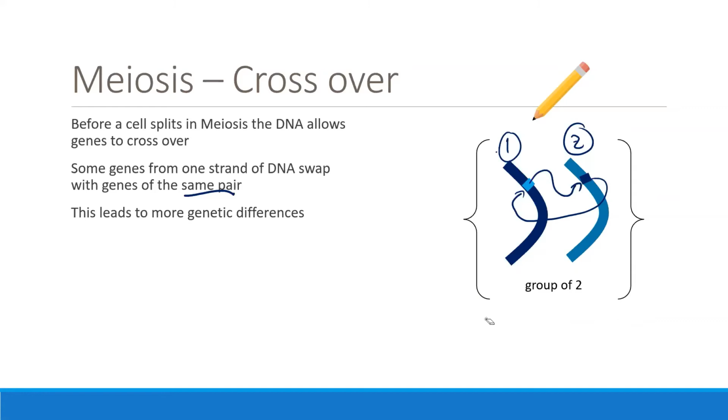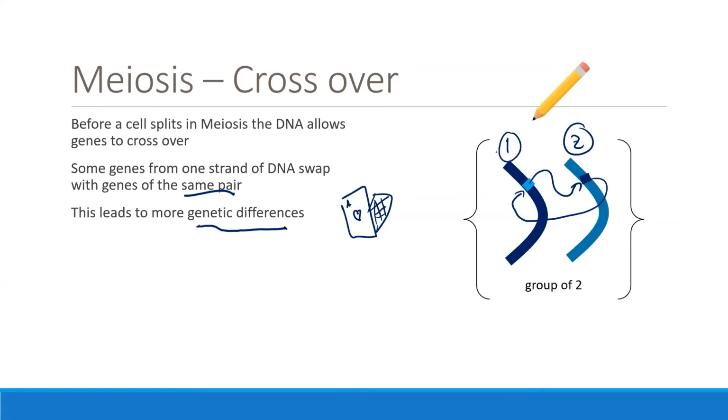It's like you would take your deck of cards and do a little bit of a shuffle at the start. Not a big shuffle, a little bit of a shuffle. You're taking half the deck of cards and shuffling them up with the other half. So that's all we're doing, just a quick little shuffle. This is important because it makes more genetic differences. We're going to talk about why genetic differences are important later on.